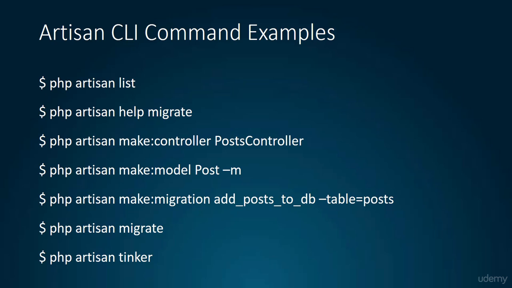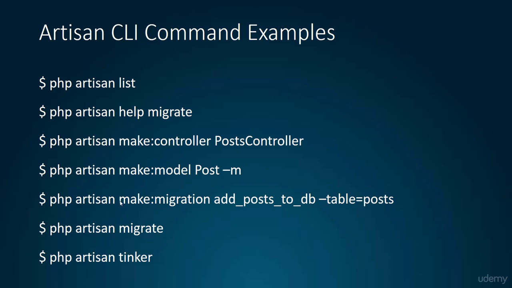So here's some examples of some CLI commands. php artisan list will actually list all the commands that you can use with artisan. You can use help if you want to see what a command does. If you want to create a controller, you can use make:controller and then the name of it. You can also make models, and by attaching the -m here, you'll actually create a migration file for that model.